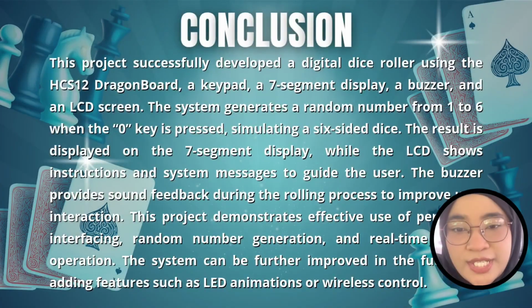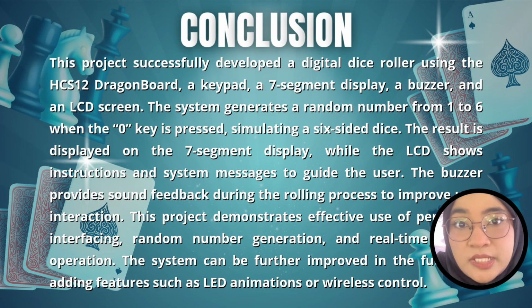In the conclusion, this project successfully developed a digital dice roller using the HCS12 Dragon board, a keypad, a 7-segment display, a buzzer, and LCD screen. The system generates a random number from 1 to 6 when the 0 key is pressed, simulating a 6-sided dice. The result is displayed on the 7-segment display, while the LCD shows instructions and system messages to guide the user. The buzzer provides sound feedback during the rolling process to improve user interaction.